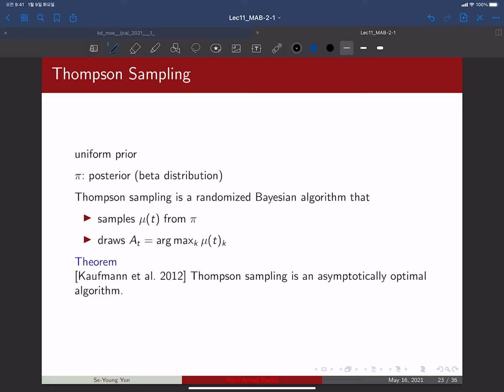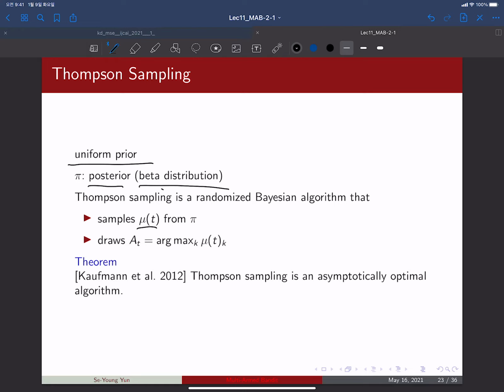For instance, for this Bernoulli bandit, people usually assume a uniform prior, and then update the hidden parameter using the posterior. In that case, because every observation is Bernoulli, the parameter becomes a beta distribution using some theory. So Thompson sampling is a randomized Bayesian algorithm.